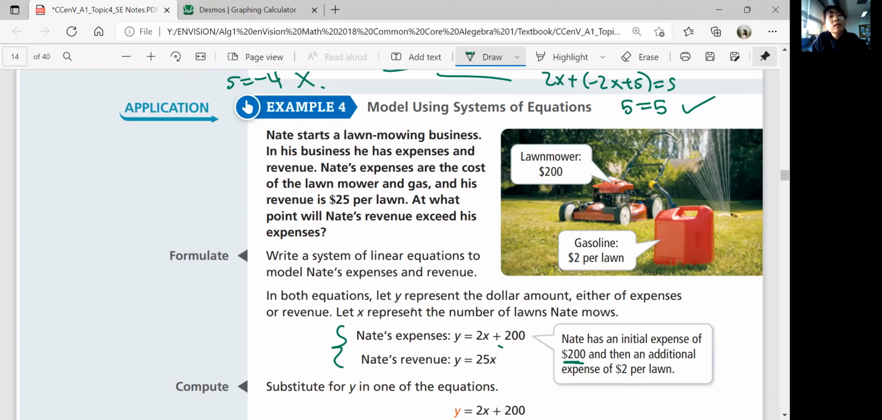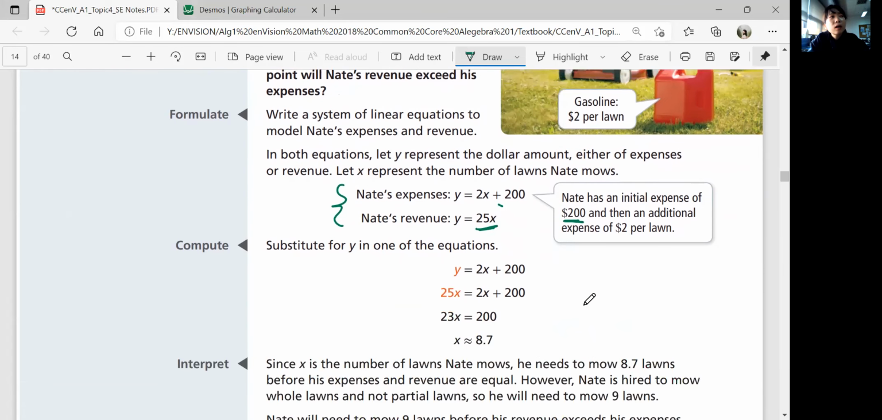And his revenue, he earns $25 per mowing a lawn. So every time he mows a lawn, he's gonna earn 25. So how many lawns does he have to mow in order to earn more money than what he initially paid for? So we're gonna substitute y in one of the equations, or you can set them equal to each other. 25x is equal to 2x plus 200. So x is about 8.7.